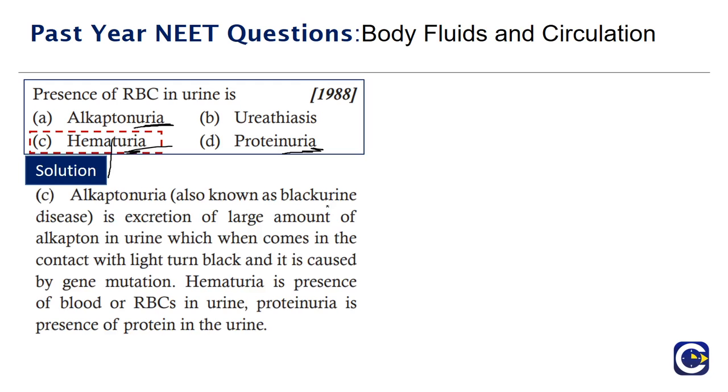Alkaptonuria, also known as black urine disease, is an excretion of a large amount of alkapton in the urine, which when it comes in contact with light turns black, and it is caused by gene mutation. Hematuria is the presence of blood or RBCs in urine. Proteinuria is the presence of protein in the urine.